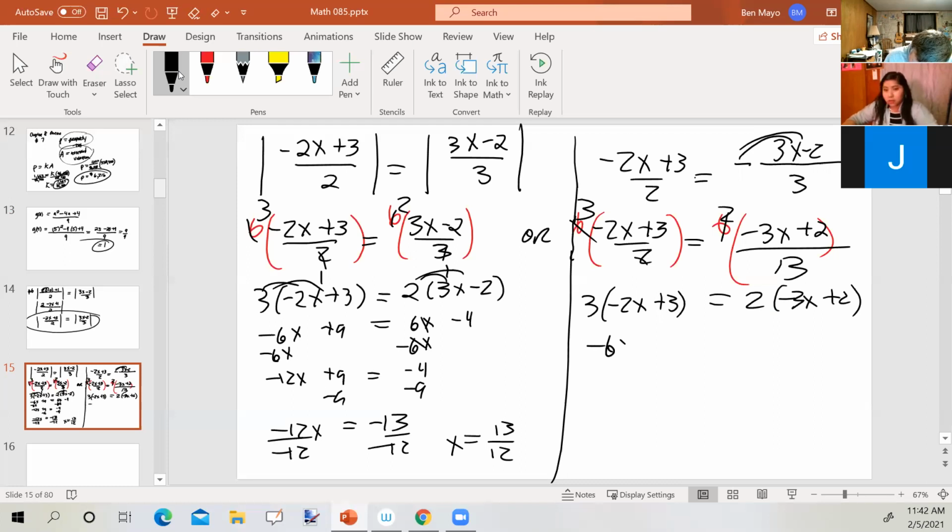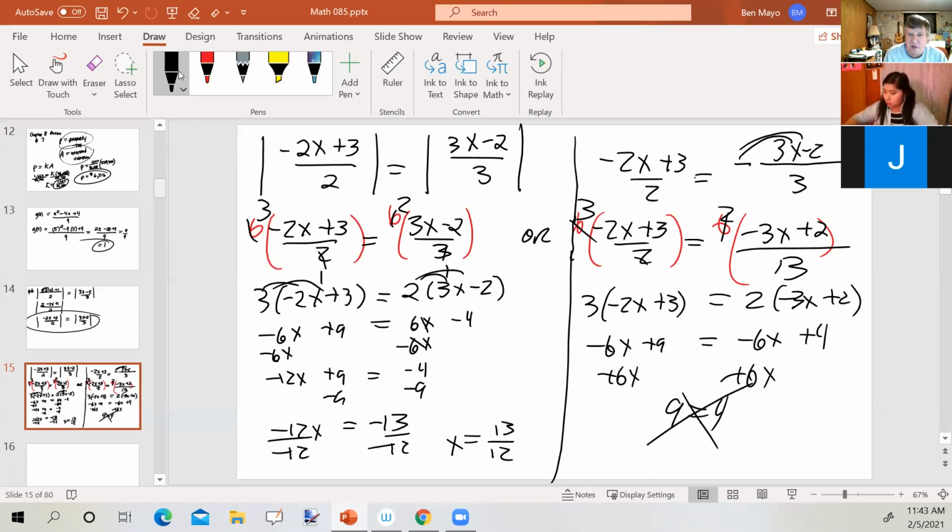Distributing the 3, I get negative 6x plus 9. Distributing the 2, negative 6x plus 4. Add 6x to both sides, and I get 9 equals 4, which doesn't work. So that leads to no solution, but I'm not going to write no solution because I've still got that one. So that's the only solution.